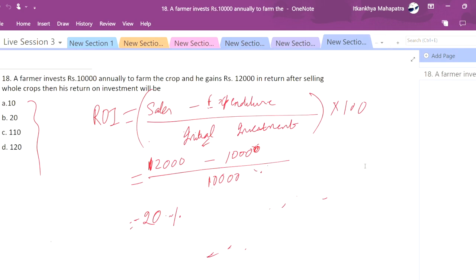This is another question we also discussed: return on investment, that is sales minus expenditure divided by initial investment.